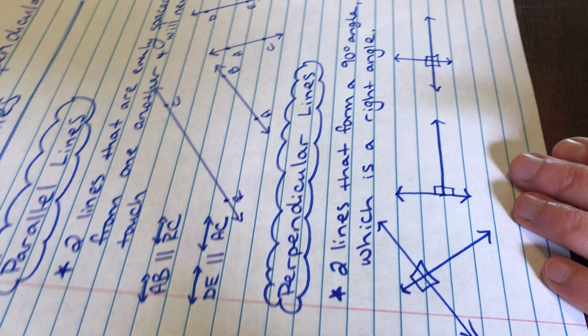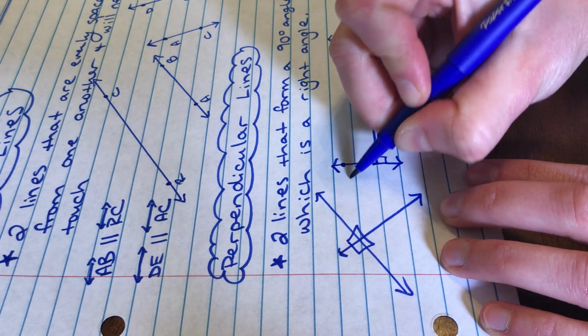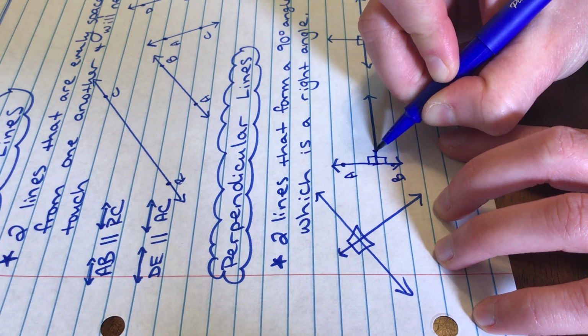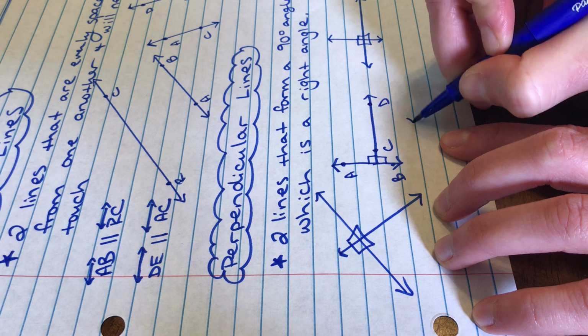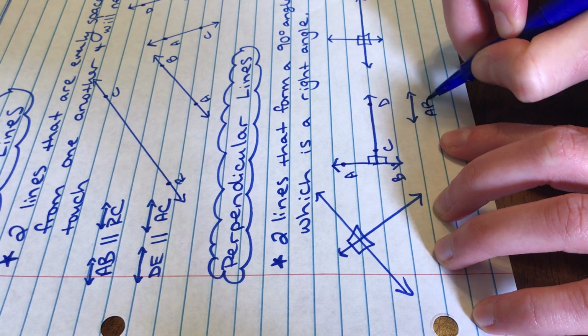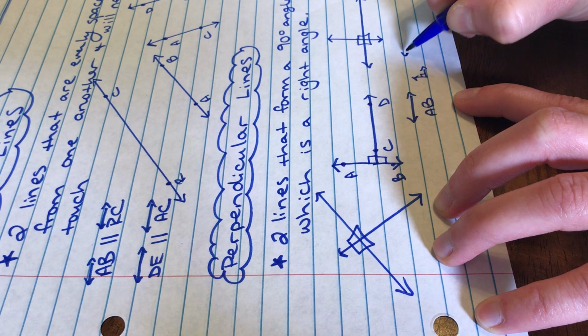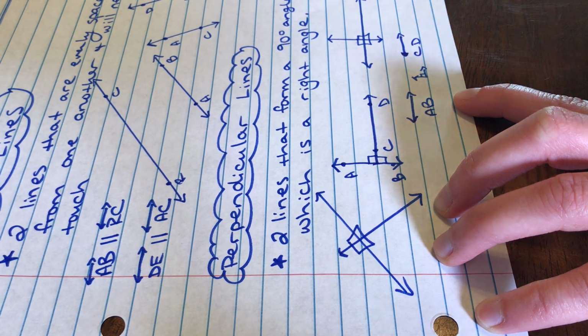All right, and last but not least, we're going to take a peek over here, and we can label these. To save time, I'll just do one. And this would be a ray over here. So you would have line AB is perpendicular to ray CD.